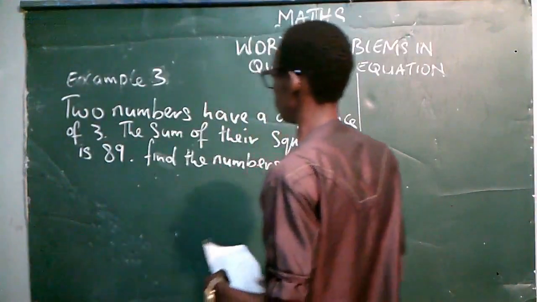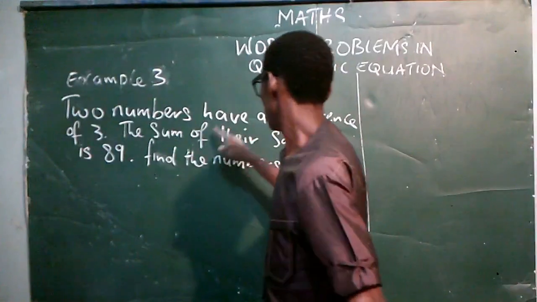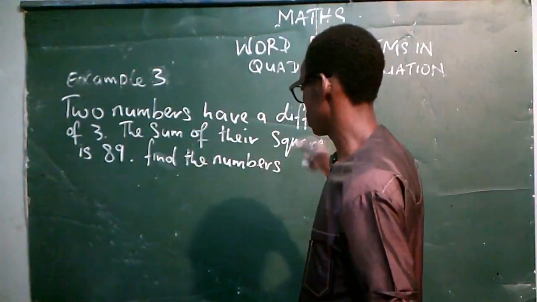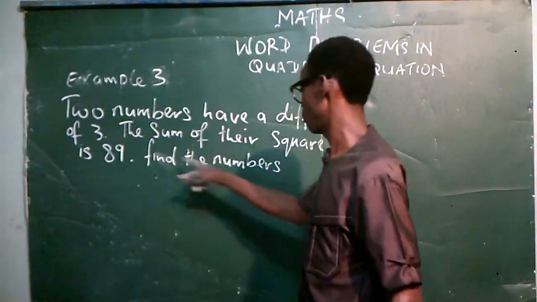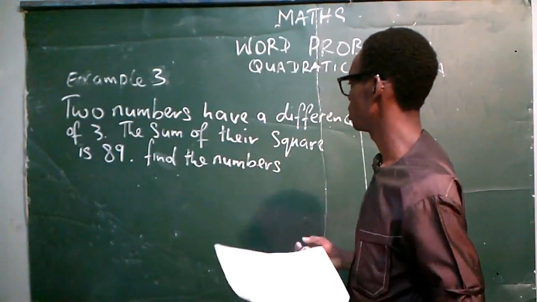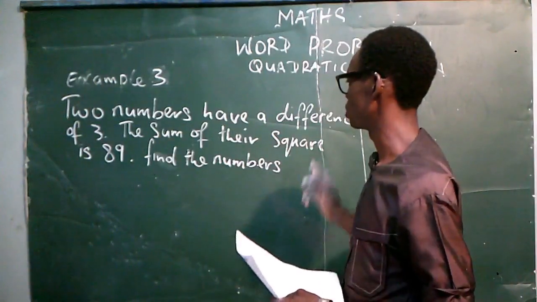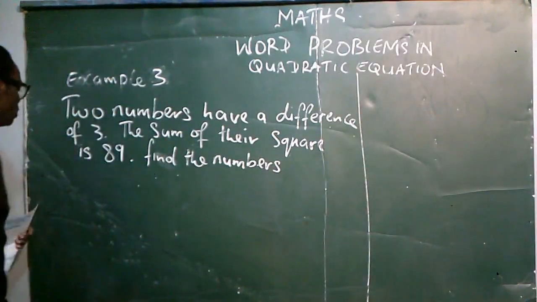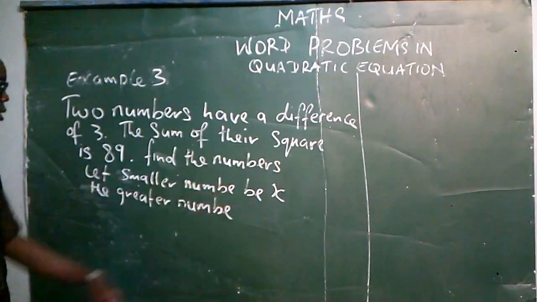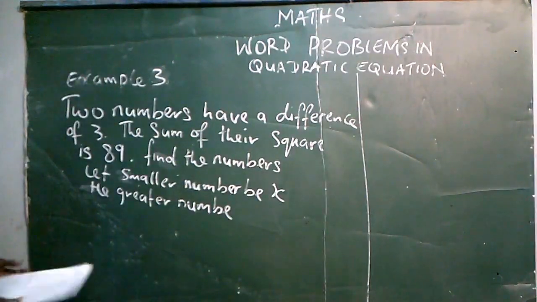Now here is another example, example 3, and it says two numbers have a difference of 3. The sum of their squares is 89. Find the numbers. So what we'll do here, we'll say let the smaller number be x.